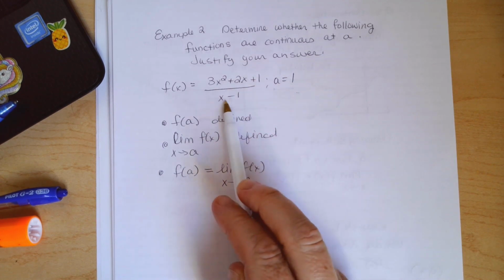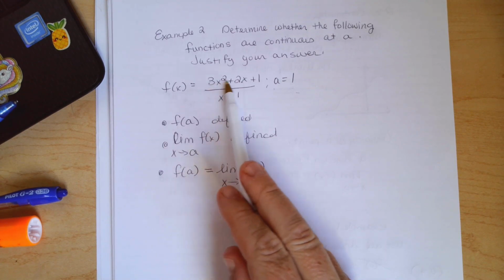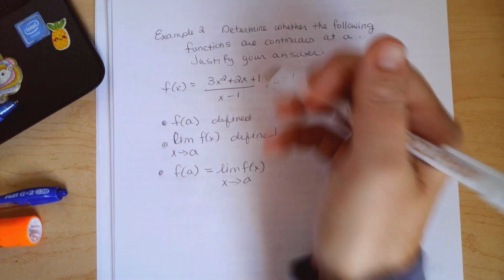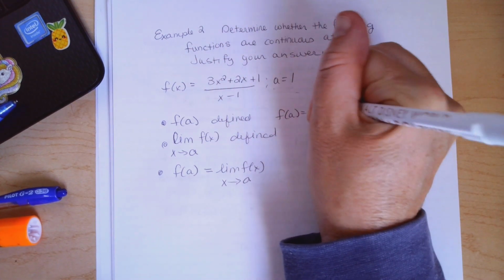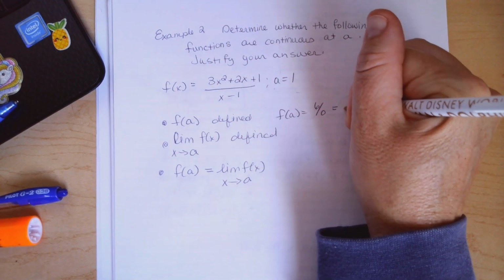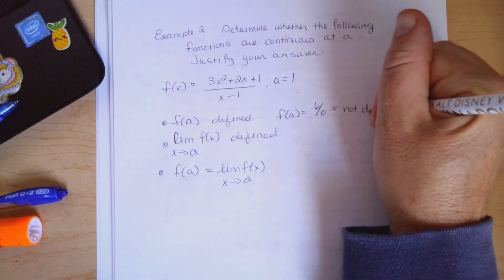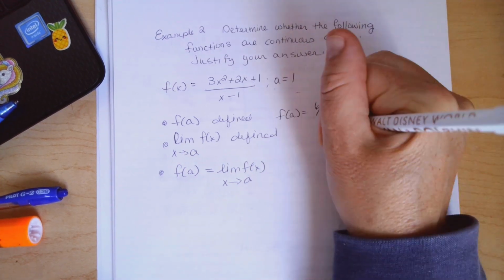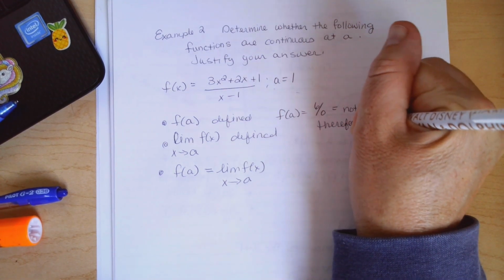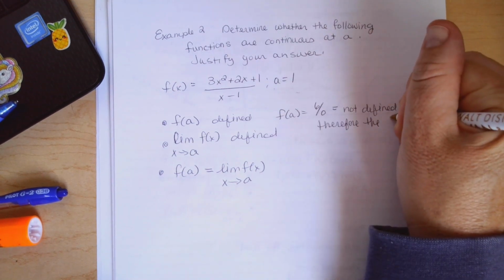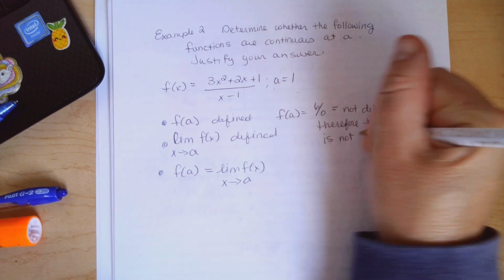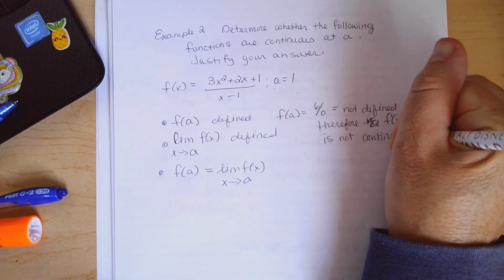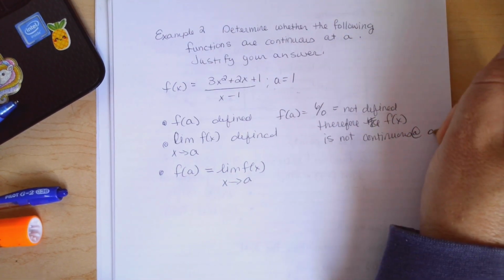I put 1 in there. What do I get? Right? I get 3 plus 2 plus 1, which is 6, over 0. Not defined. Therefore, the function, I'm just going to say f of x, is not continuous at a. Okay?